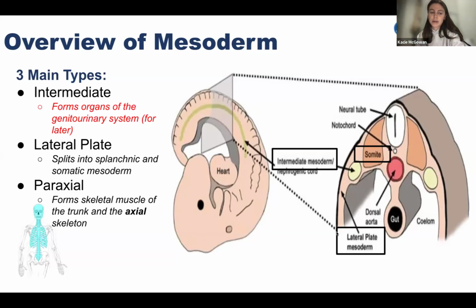Then you have your lateral plate, which is out here, and this splits into your splanchnic and somatic mesoderm to form structures like smooth muscle. And then you have your paraxial, which is the central portion here that will form skeletal muscle of the trunk and the axial skeleton. And that image in the bottom left shows you what I mean by the axial skeleton. It's the midline structures of the skeleton, not the limbs, the central trunk, vertebral column structures that are highlighted there. And then some of the important structures are highlighted on the right here that I'm going to talk about again in a minute. And also just to show what this looks like in an actual cross-section of an embryo.